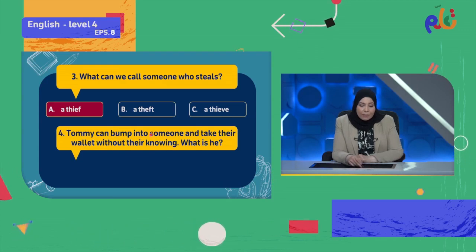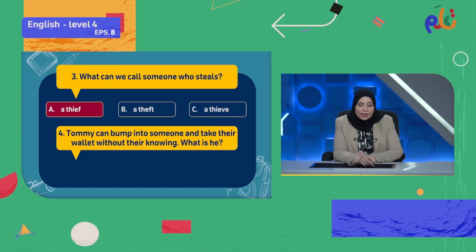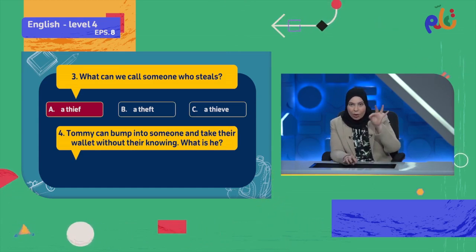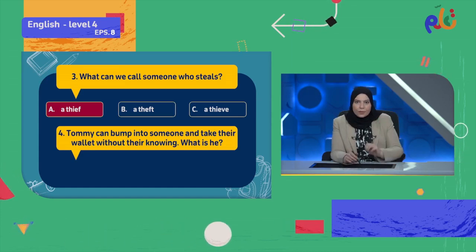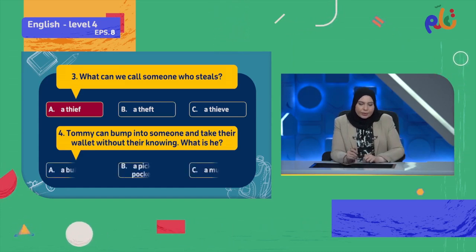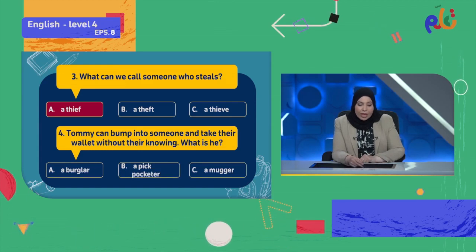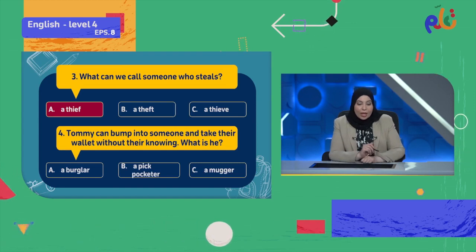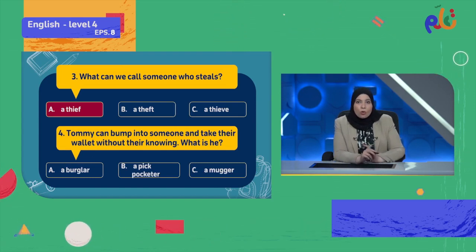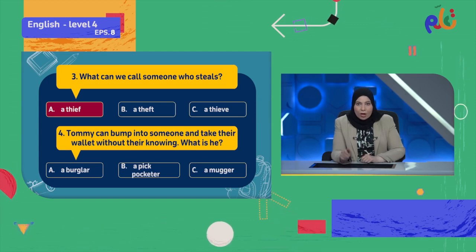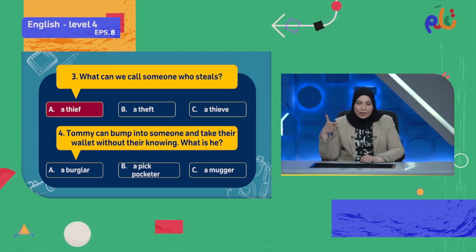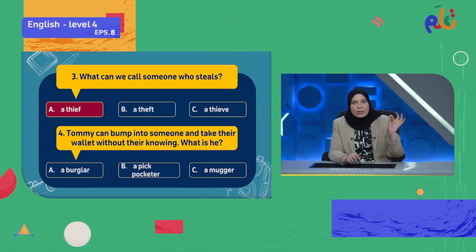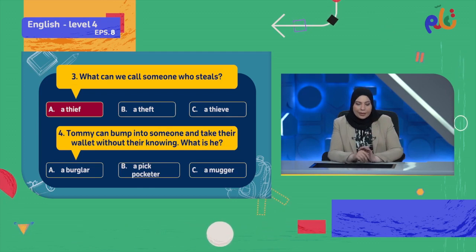Tommy can bump into someone and take their wallet without their knowing. What is he? Taking the wallet without the person feeling it. So this is a burglar, a pickpocket, or a mugger. Which one is it? If you remember, a burglar is the person who breaks into houses. And the mugger, this is face-to-face after they threaten you. And a pickpocket is the person who steals something from your pocket without you feeling it.